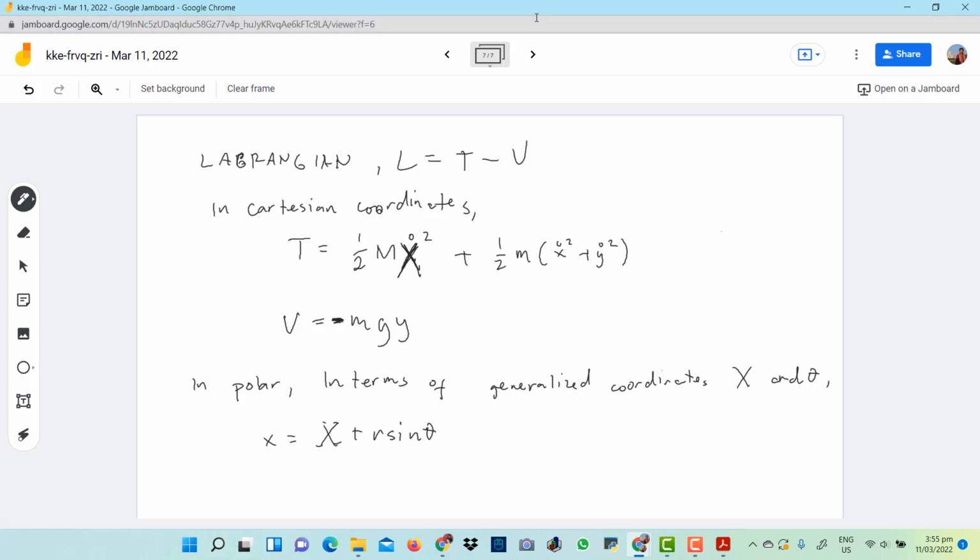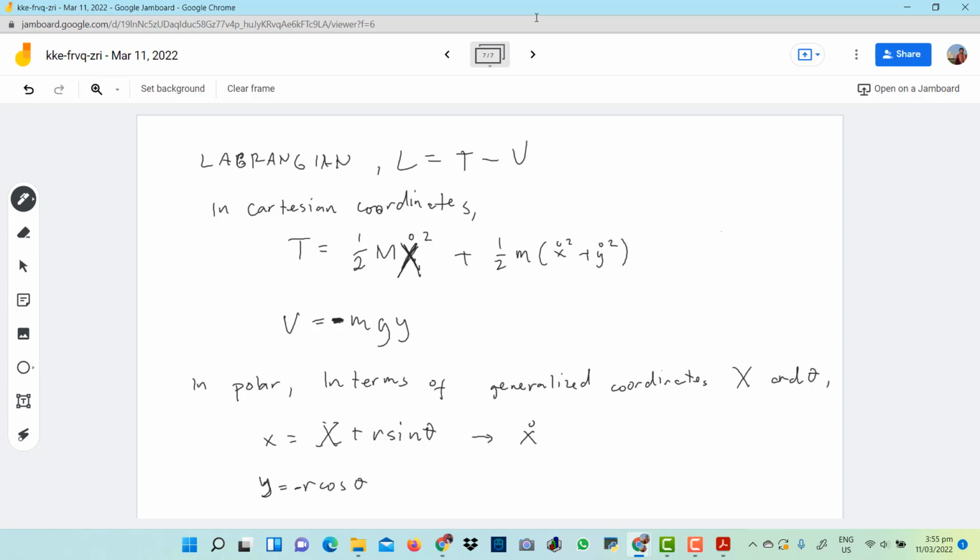Si y is just equal to r cosine of theta. Okay? Minus r cosine. Dapat minus r cosine of theta. So dapat minus din siya. Tama na siya, no? So minus mgy na siya. Minus r cosine of theta.